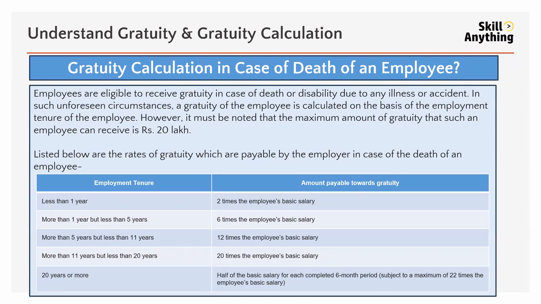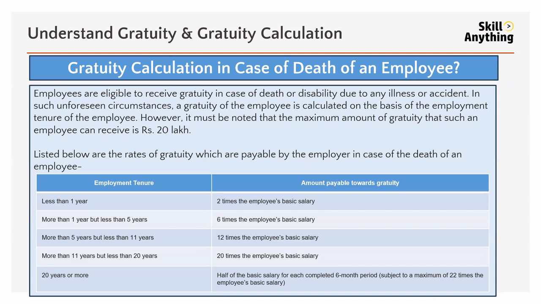Now, gratuity calculation in case of death of an employee. An employee is eligible to receive gratuity in case of death or disability due to illness or accident. In such circumstances, the gratuity of the employee is calculated on the basis of the employment tenure of the employee, and note that the maximum amount of gratuity an employee can receive is 20 lakh.